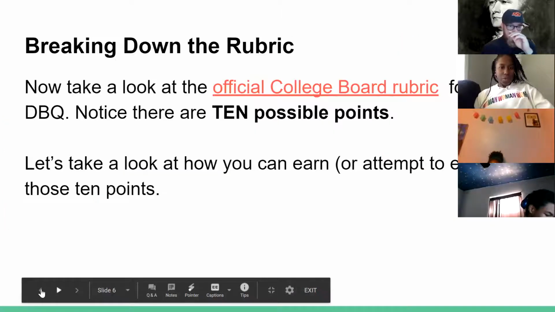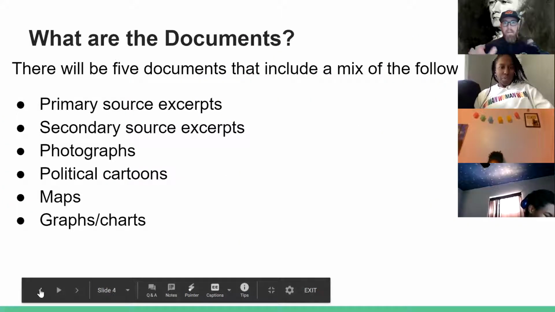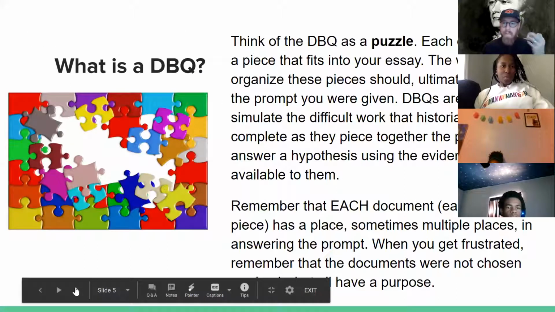So I have this here as what is a DBQ? What kind of documents could you be given? Again, we've talked about this. Primary sources, secondary sources, photographs, political cartoons, maps, charts, and graphs. You guys have seen that as we've gone. Sometimes I explain it like it's a research paper where they give you the research and then ask you to write the essay.